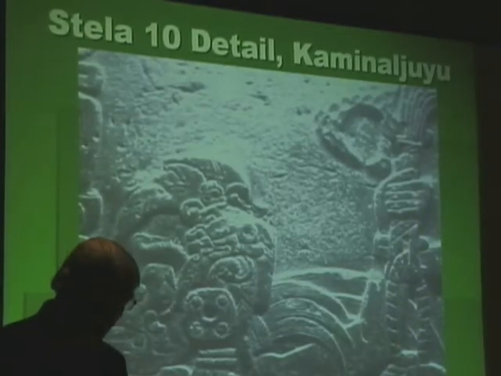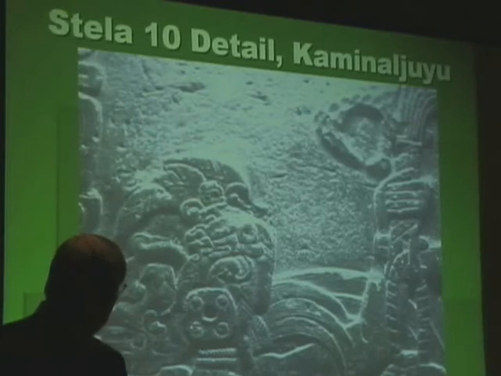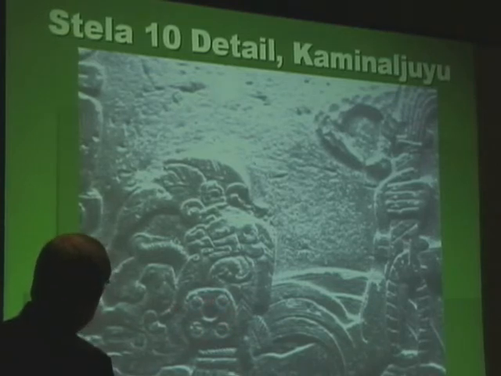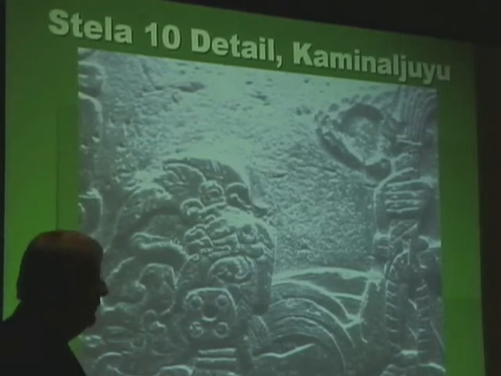Here is one detail. You can see an individual here. He's holding a kind of an axe here, kind of a wicked weapon. You have signs here representing the planet Venus, for example. These people were into astronomy.